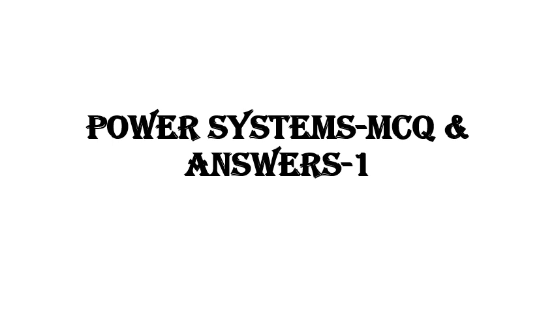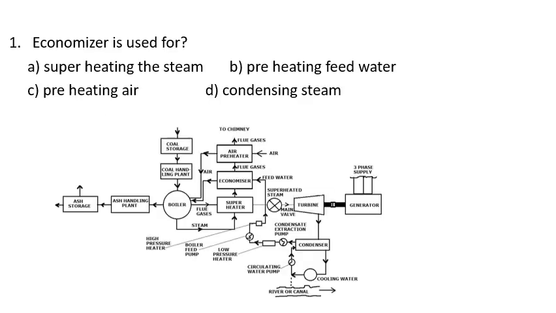Here in this video we will discuss some multiple choice questions and answers related with the power systems. Okay, so let us discuss about that. So let us discuss about the first question, that is, economizer is used for. Option A, superheating the steam, preheating the feed water, preheating air, and finally condensing steam.